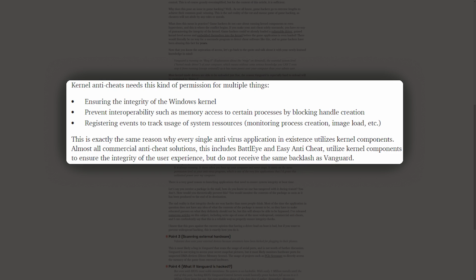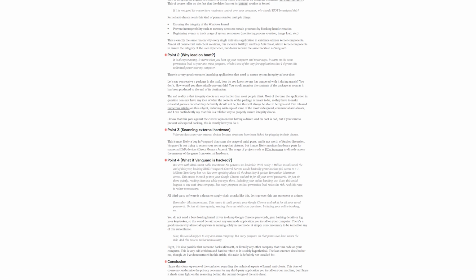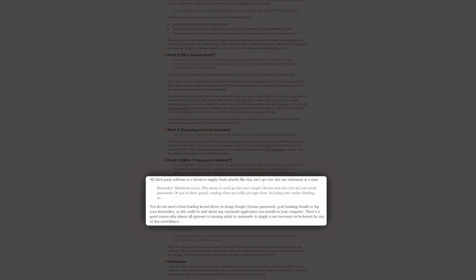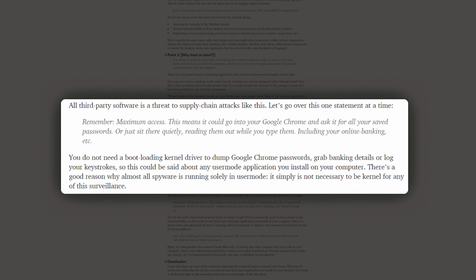Almost all commercial anti-cheat solutions, this includes BattlEye and Easy Anti-Cheat, utilize kernel components to ensure the integrity of the user experience. And in terms of some people's concerns, such as privacy objections, or if the anti-cheat is for some reason hacked, he discusses that as well. For example, the statement that kernel-level permissions are considered maximum access. Remember, maximum access. This means it could go into your Google Chrome and ask it for all of your saved passwords, or just sit there quietly reading them out while you type them, including your online banking, etc.